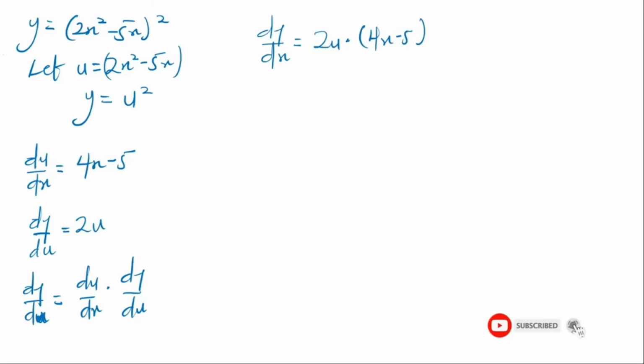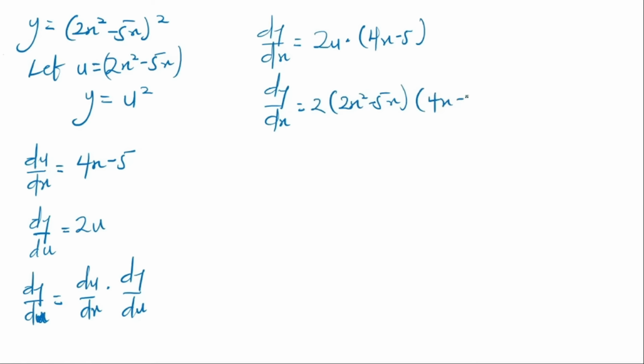Alright, but we know that what? But we know u is what? 2x squared minus 5x. So if we do the substitution, we get what? 2 into bracket 2x squared minus 5x, then multiplied by what? 4x minus 5. Alright, so all we need to do from here is just to expand the bracket and then get our answer.